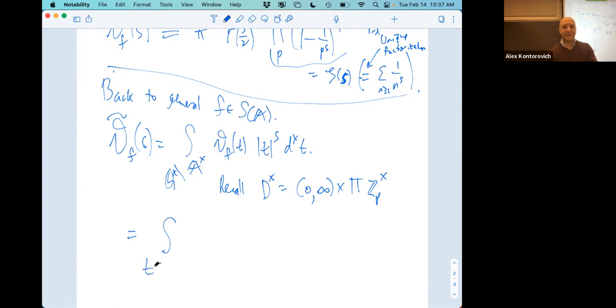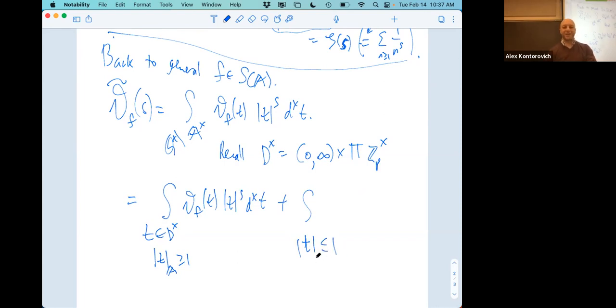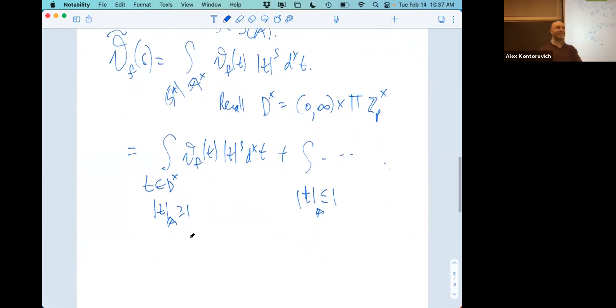So let me say t in D cross. So that's my fixed domain. Everything else is the same. But I'm going to break this according to whether the adelic norm of t is bigger than 1 or less than 1. Less than or equal to, it doesn't matter because, as you'll see in a second, everything is the same. What does this actually mean? Multiply together the things and check if they're bigger than 1 or not.